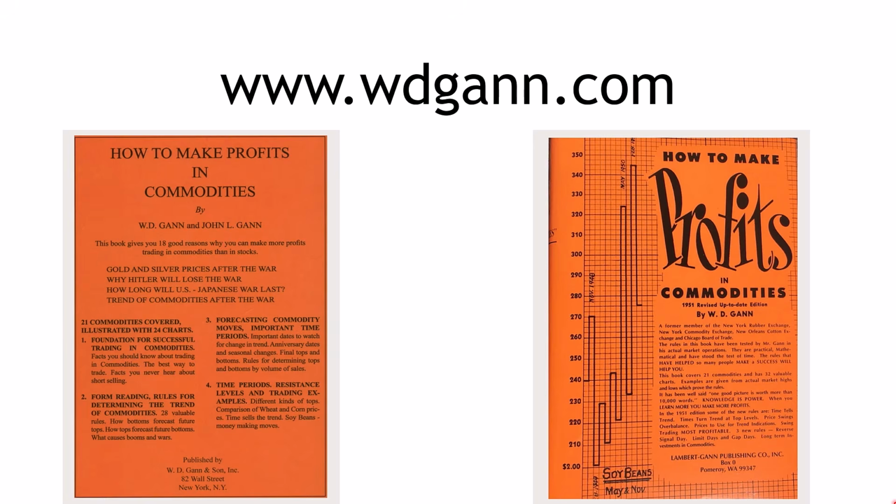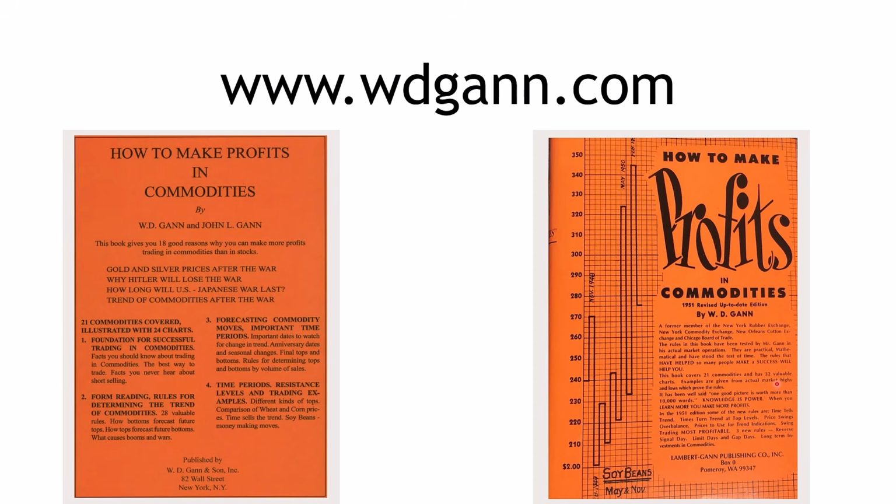Now, before we move on, very quickly, you'll note that there are 2 versions of the book. The one on the left was the 1941 edition. The one on the right is the 1951 version. One difference you may notice is that the first book has 24 charts, whereas the second book has 32 charts.